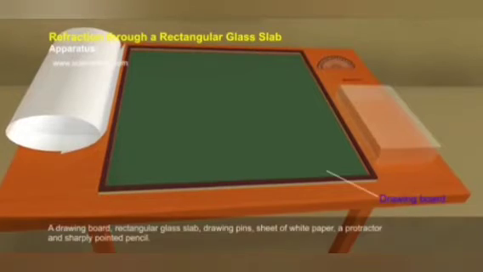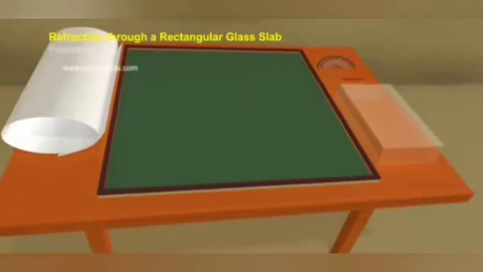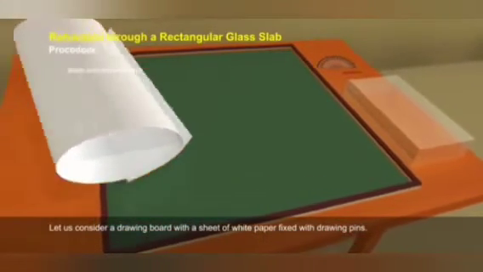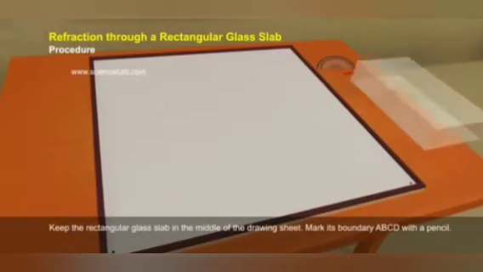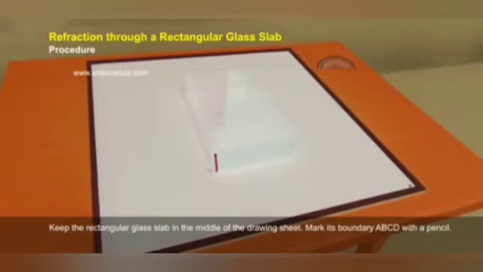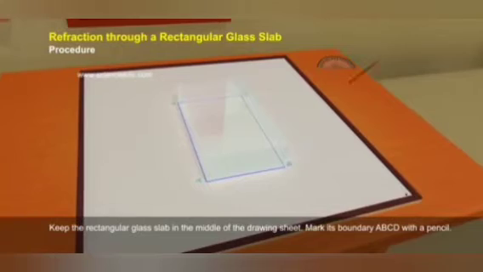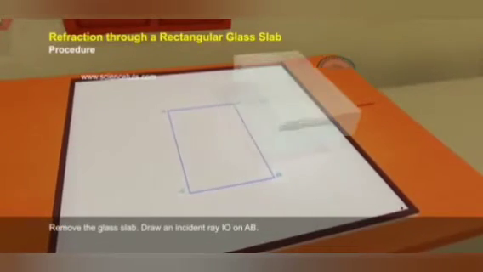Apparatus: a drawing board, rectangular glass slab, drawing pins, sheet of white paper, a protractor and sharply pointed pencil. Procedure: let us consider a drawing board with a sheet of white paper fixed with drawing pins. Keep the rectangular glass slab in the middle of the drawing sheet. Mark its boundary ABCD with a pencil. Remove the glass slab.